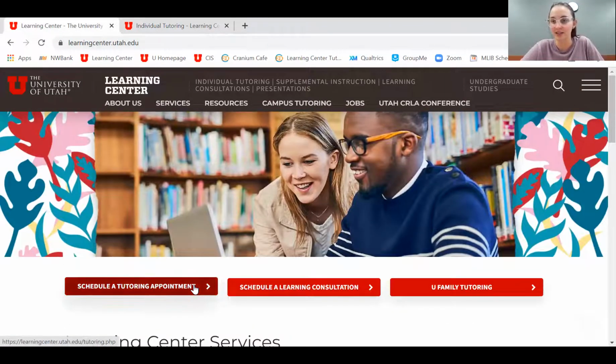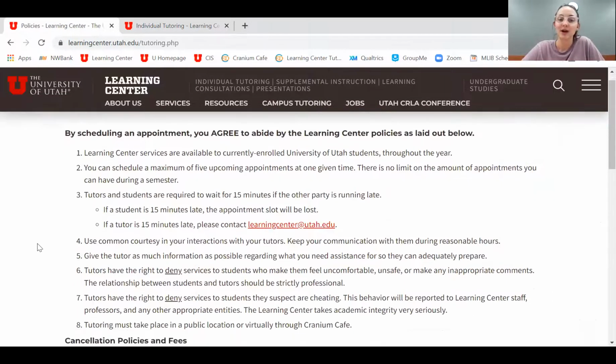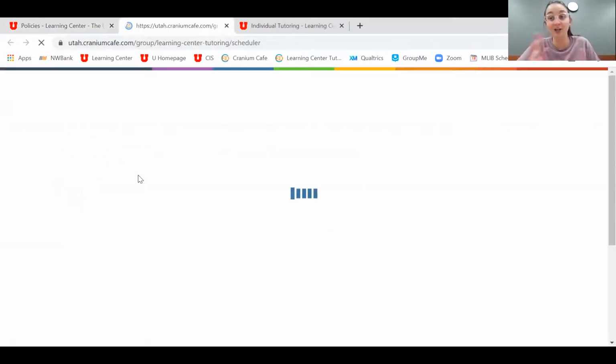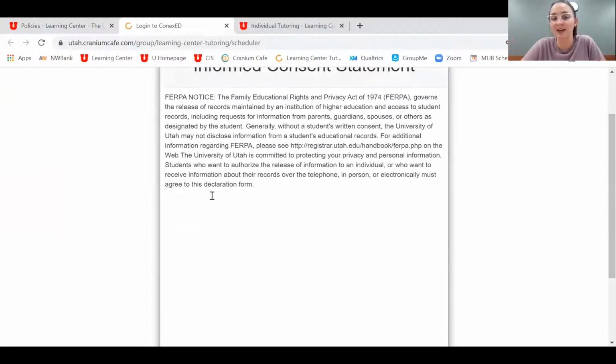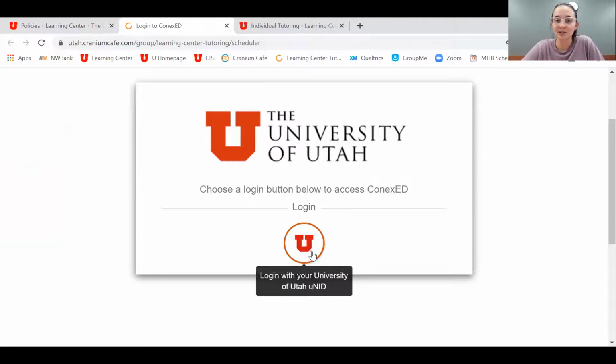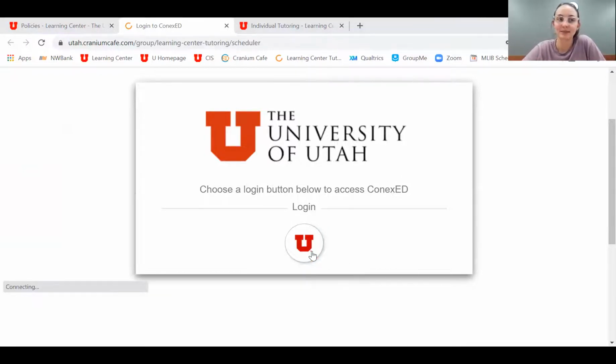To schedule an appointment, you can just click the button that says schedule an appointment. It's also this very first one that you see up here. You do have to agree to our policies, which you can read on your own time. It's essentially saying you're going to show up. If you don't want the appointment anymore, you will cancel it ahead of time. But you sign in with your university login. Let me give it 1 second to do that.